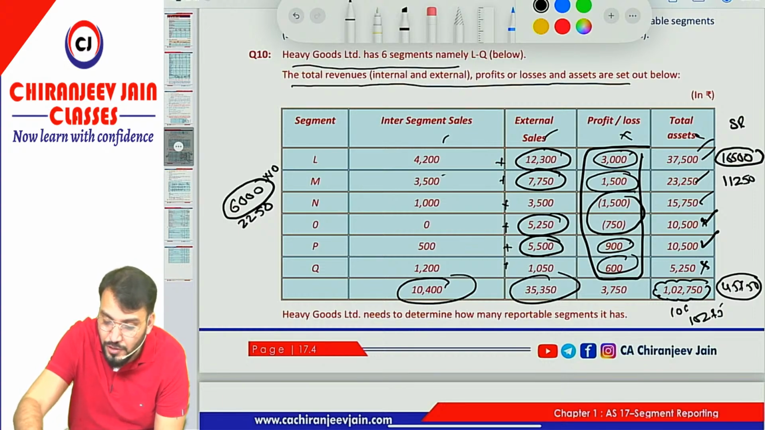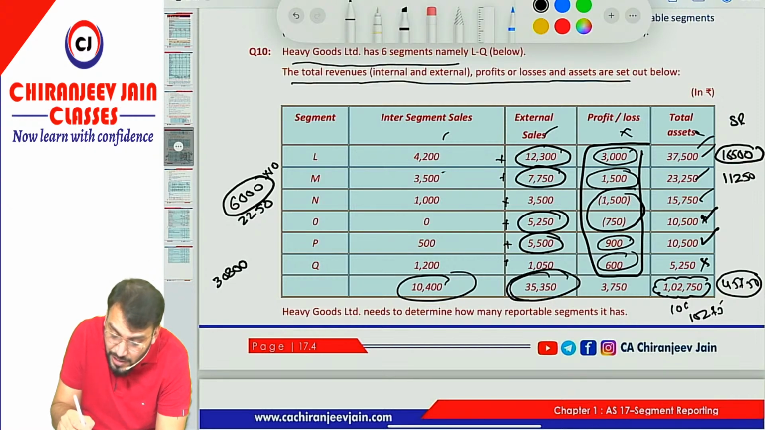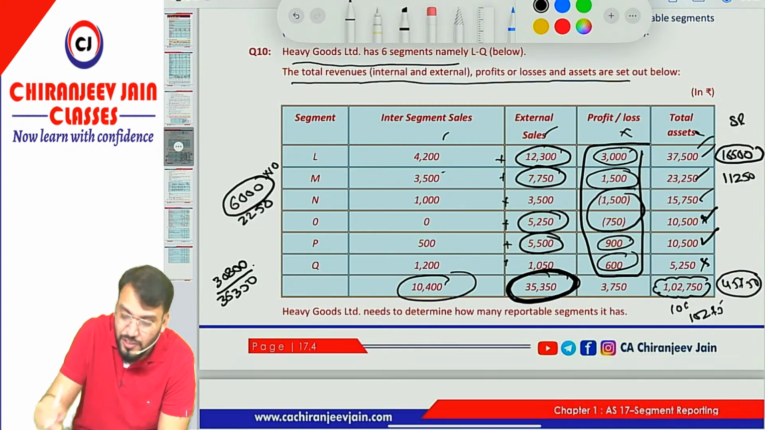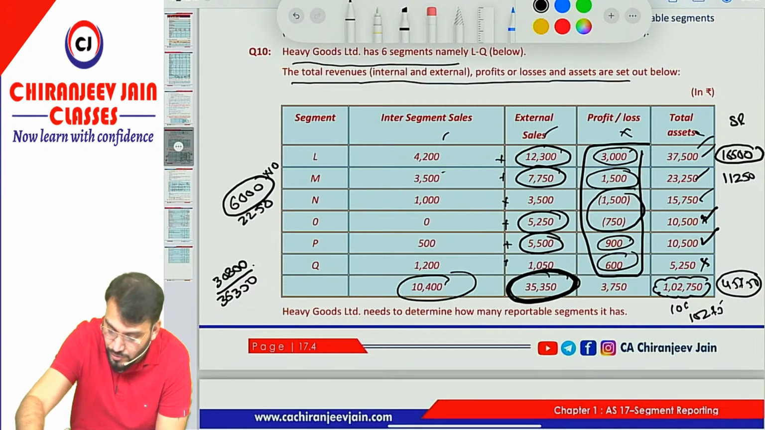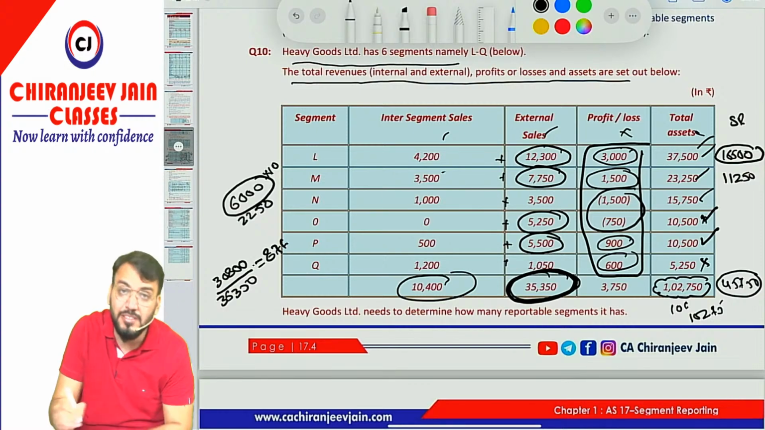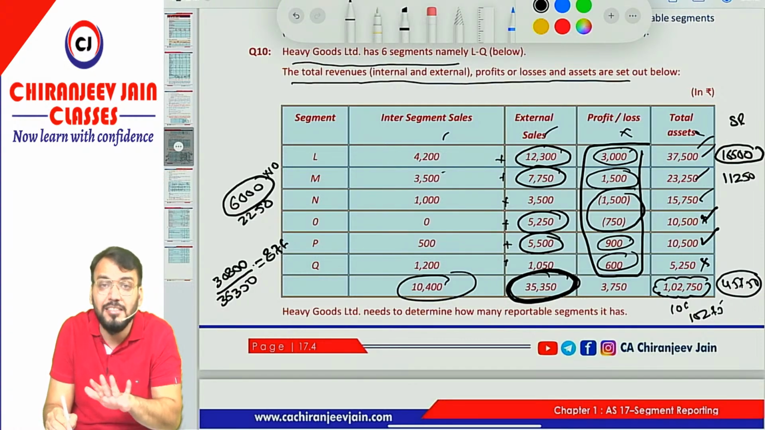So what is the total segment revenue which is reported? That is 12,300 plus 7,750 plus 5,250 plus 5,500, so 30,800 becomes the reportable external sale. And now what is the total external sales? The entity's revenue is 35,350. Compare with this. Divide by 35,350. How much percentage is it coming? You can see it is coming 87%, which means the criteria is satisfied, and therefore there is no need to add any segment as a reportable segment.